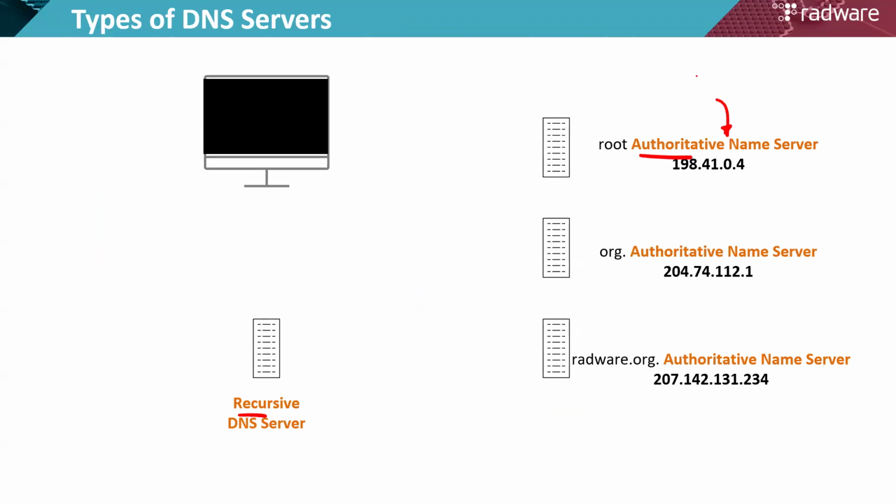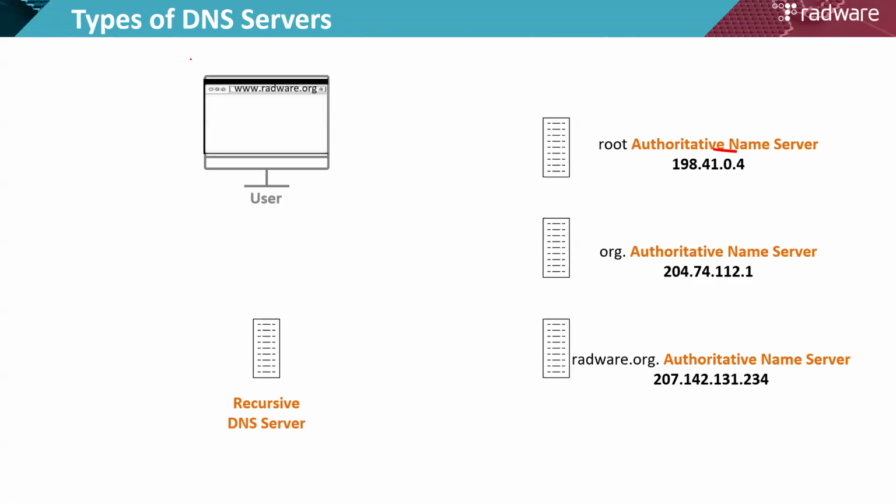Authoritative name servers are the actual owners of the domain, so they will have the actual record, but the recursive name server is present at the ISP end. So the recursive DNS server is present at the ISP end, and the authoritative name server is basically the actual owner of that particular domain name. With that in mind, let's continue.